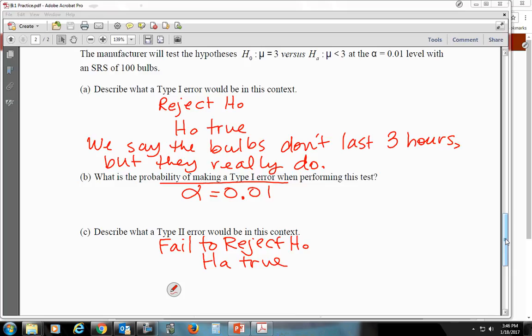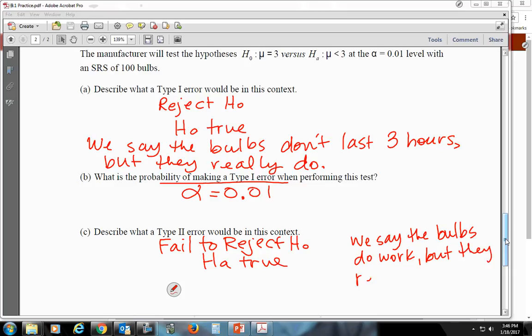But it says it's in the context of the problem. So we say that the bulbs do work when they really can't last the 3 hours. Does that make sense? We say the bulbs do work but they really can't last the 3 hours. I'm putting don't. They really don't last 3 hours. Got to erase it, unfortunately, to get to D. Are we all okay with all that?